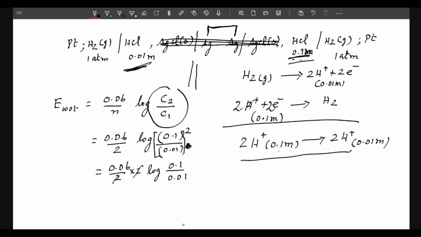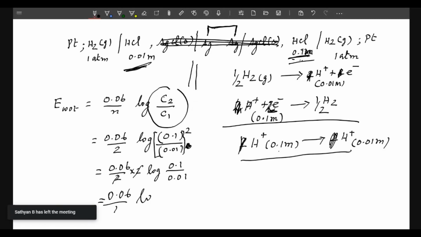Instead, I can tell you one thing. You can use half hydrogen rather than the full hydrogen, and you will get only one H+ and only one electron, at 0.1 molar. Then H+ and one electron giving half H2. Now you have one H+ here and one H+ there. Here it is a one-electron process, therefore you can put 0.06 by 1 into log of how many H+? Only one hydrogen is present, therefore power 1: 0.1 by 0.01. These two are one and the same.